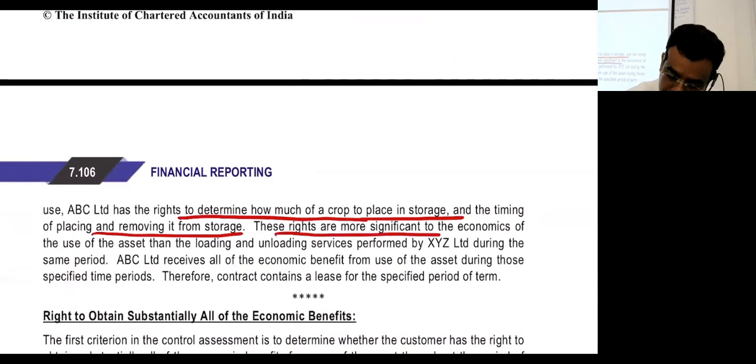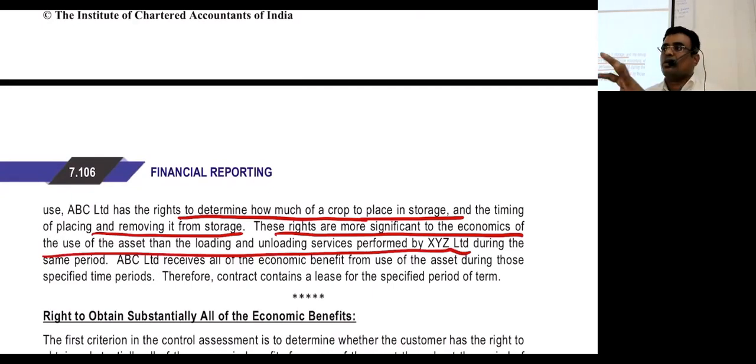The rights are more significant to the economic use of the loading and unloading performed by XYZ Limited. Yes, what XYZ Limited does is loading and unloading only. When you compare it, these are the greater rights. Everybody go through once, you will understand.